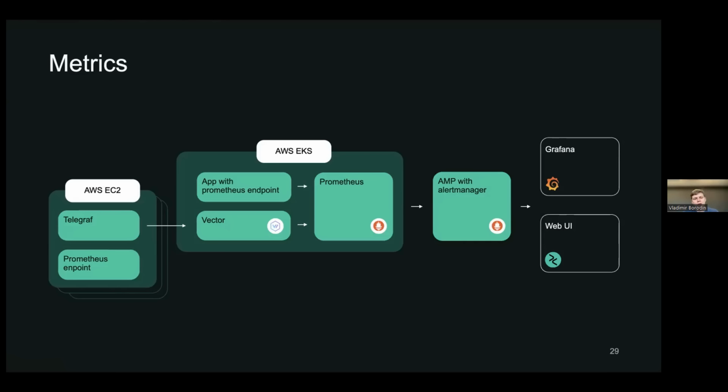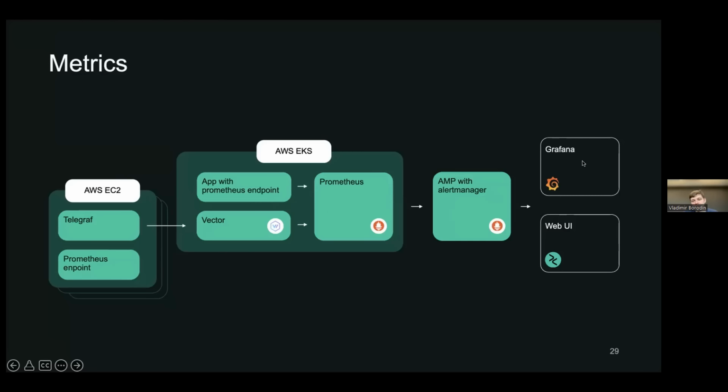Yeah, so Telegraf sends metrics to Vector aggregator deployed in control plane in a similar way as we do for logging. And then Vector doesn't write it directly to Prometheus managed by AWS because AWS Prometheus requires a special signature for requests and Vector actually doesn't support it yet. So Vector exposes a Prometheus endpoint as our applications do. Prometheus gathers those metrics and then sends it to Prometheus managed by AWS.